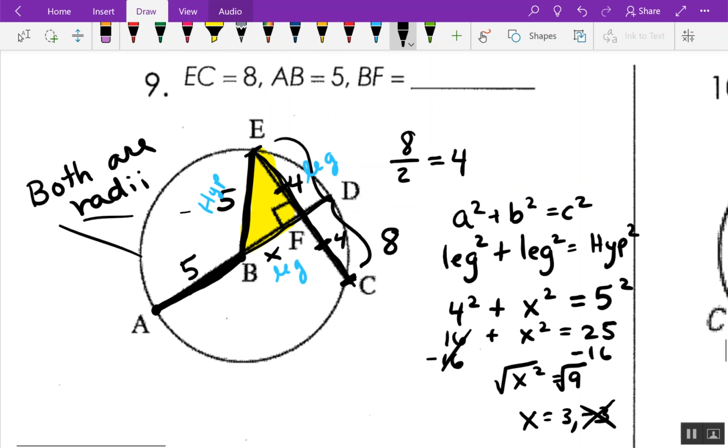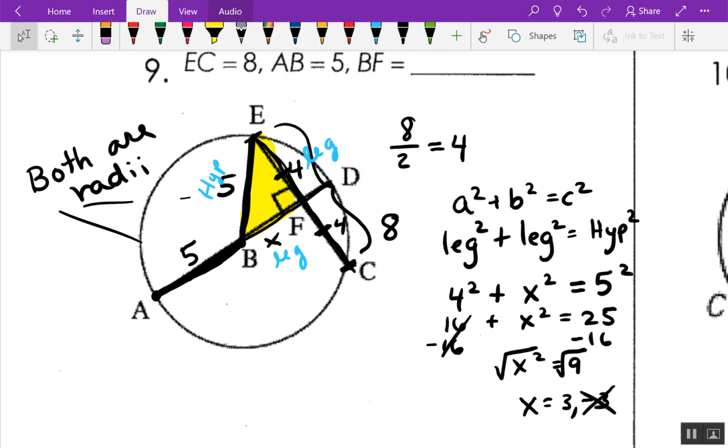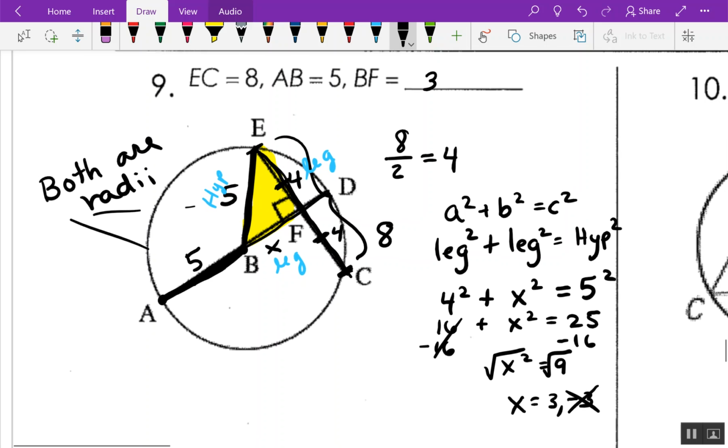Is that what they wanted, X? BF? Yeah, BF is X, so that's going to be 3. All right, and that's that theorem.